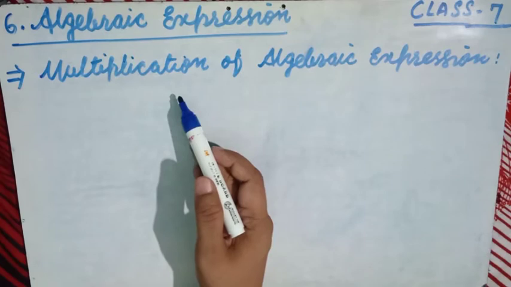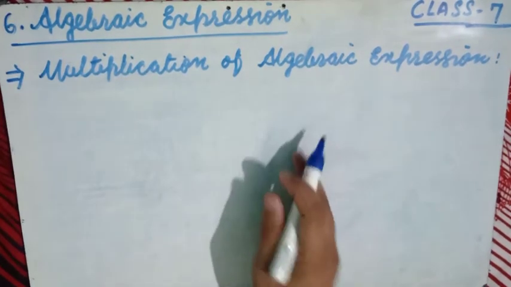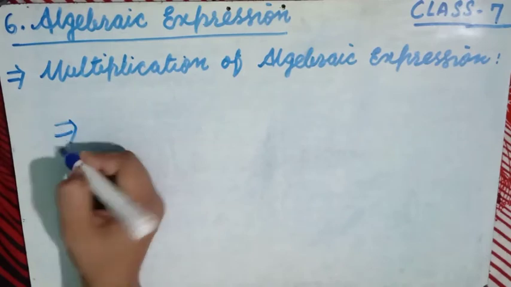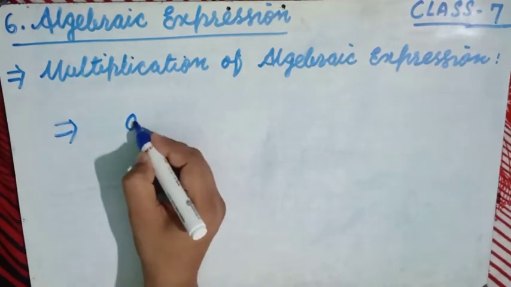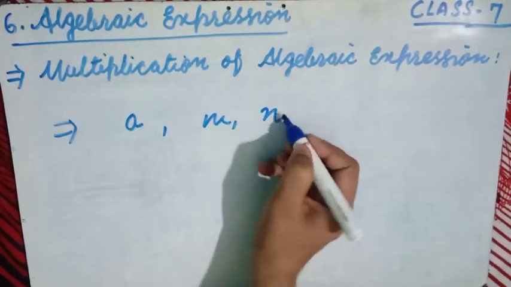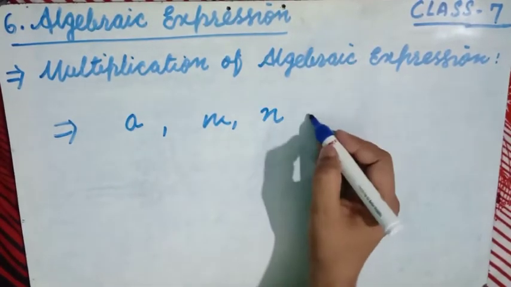So, here the first point is, if you have to find the product of two factors with the same sign, then the answer will be positive. And if you find the product of two factors with different signs, then the answer will be negative. Suppose, friends, a is any variable, and m, n are integers.